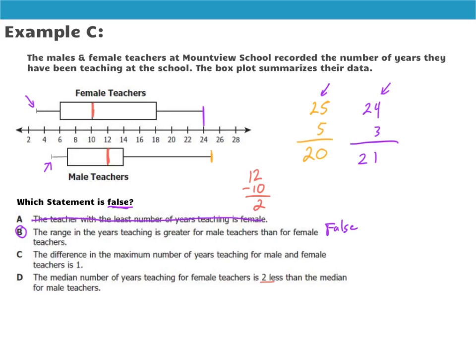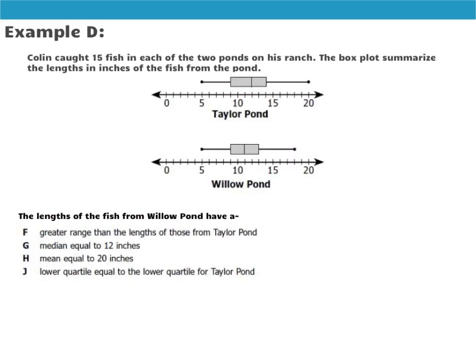Now let's move on to example D. Here at example D, it says Colin caught 15 fish in each of the 2 ponds on his ranch. The box plot summarizes the lengths in inches of the fish from the pond. The length of the fish from the willow pond have a, and we're going to try and figure out which one of the statements are true. So again, the only way to do this is go to each statement and figure out which one is correct.